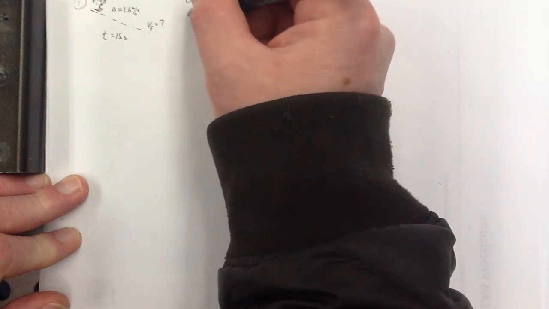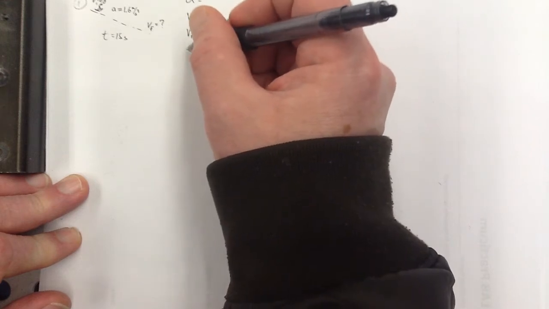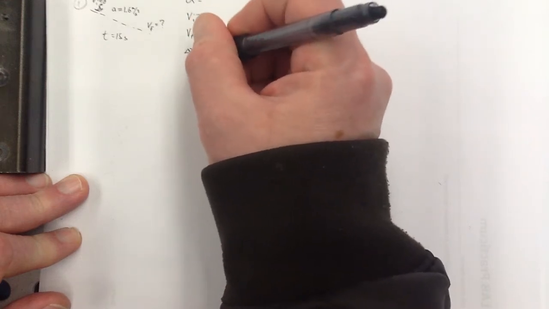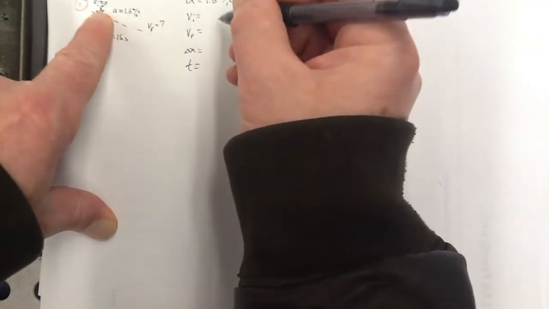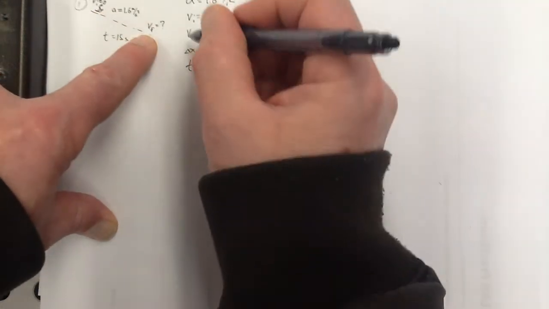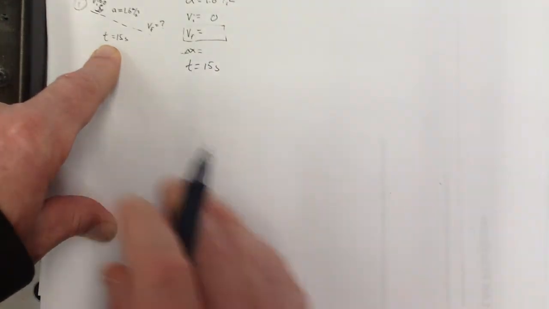Okay, so I'm going to make my list. I've got acceleration, initial and final velocities, the displacement, and time. All right, so what do we know? The acceleration, initial velocity 0. I'm looking for this, and I know the time. So not using that right now.